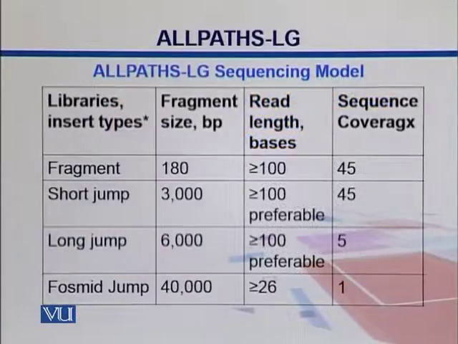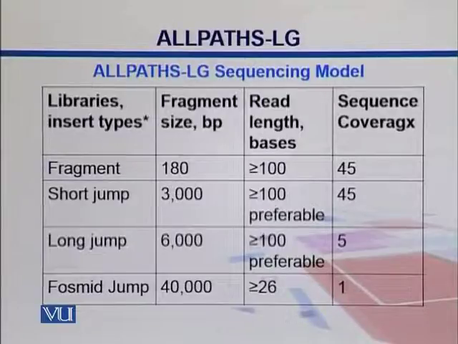In the AllPaths sequencing model, we can see in this comparison how much coverage we can use. We have the libraries and insert types. We can have fragment libraries, just simple single end reads, no paired end reads, just fragments. Their size is 180 base pairs, and the reads we can generate are slightly over 100 base pairs. For these simple single reads, we might need a coverage of up to 45x in order to use the AllPaths-LG assembler.